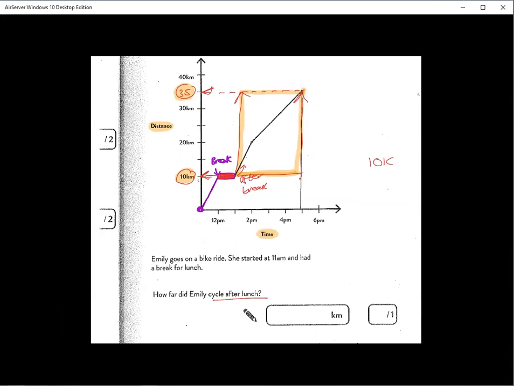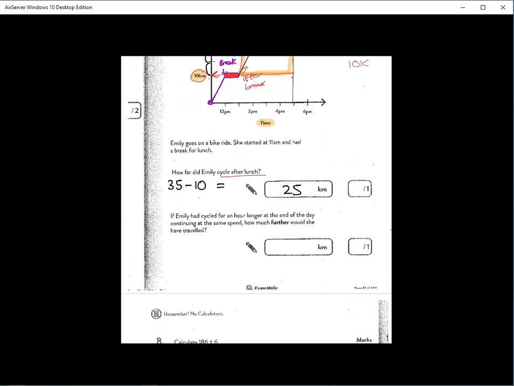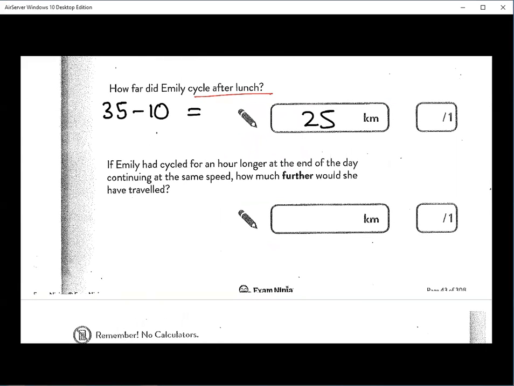45 kilometers. Are you sure? Because don't forget, when she started after the break, she had already done 10 kilometers. So how much extra did she do between 10 and 35? 25 kilometers. So that's the extra one, and we can even measure it here. 5, 10, 15, 20, 25, because we're going up in fives. So that's 25 kilometers going up from 10 to 35. Okay, excellent. Next part.